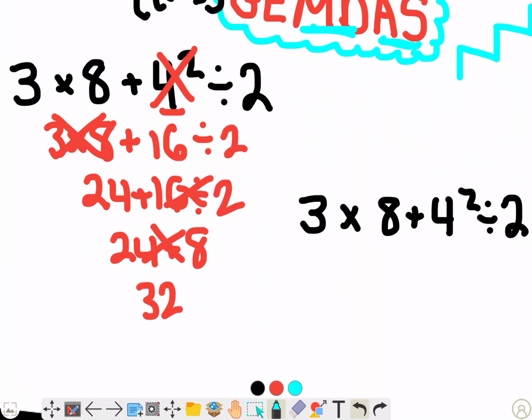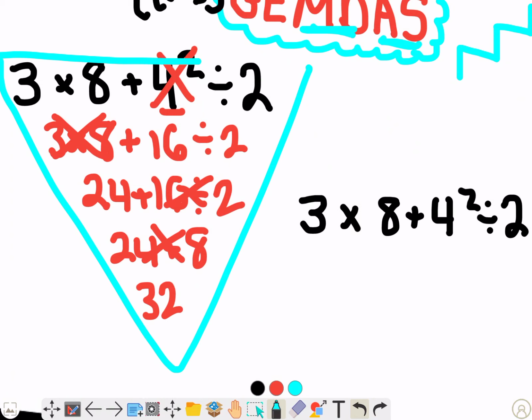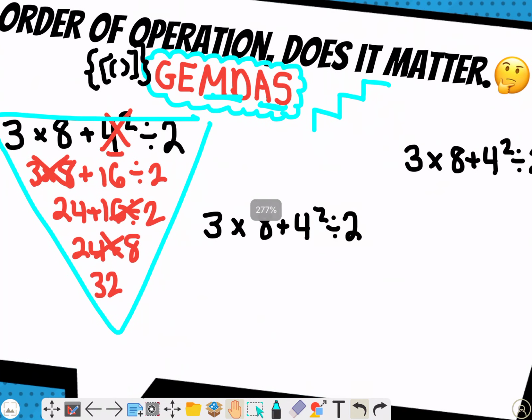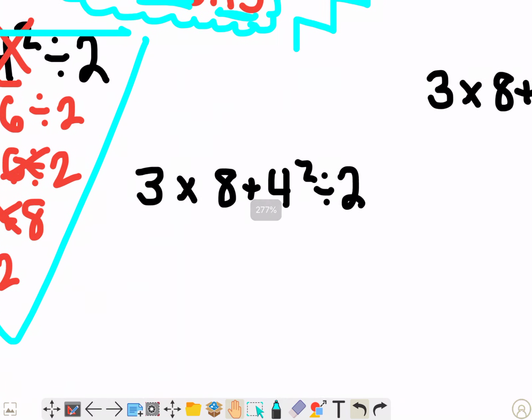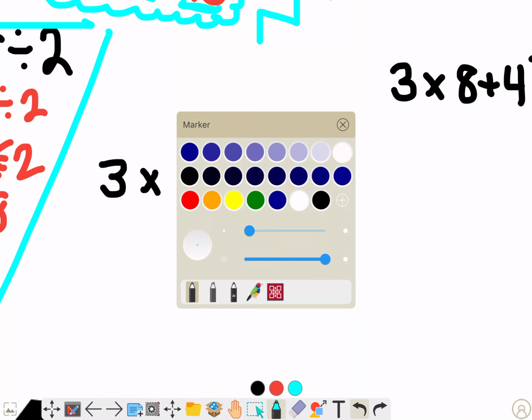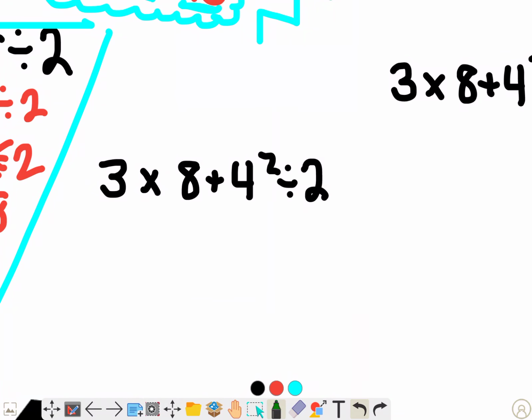Now, as I said in the other video, it kind of ends up making a Dorito chip because you're taking stuff out every single step of the way. That answer was 32. If I go to this problem, and the only thing I change is my grouping, I'll do it in a different color, say this green. If I group these two together, watch how different it makes the problem.